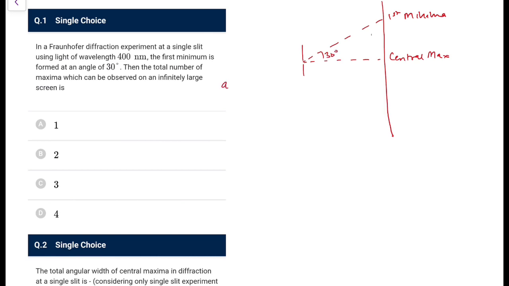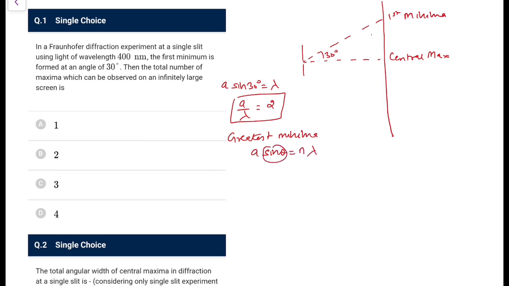So first of all, equating this condition, we know a sin 30 degree would be equal to lambda. So that means a by lambda is 1 by sin 30, which is 2. Now the greatest minima that we can obtain on the screen would be when a sin theta equals n lambda generally. For the greatest, sin theta is 1, so a is equal to n max into lambda. So n max comes out to be a by lambda, which is 2. That means the greatest minima that we can get is the second, and that too at 90 degree, which is actually not possible. That means over this screen we can get a value up to 1.99, something like that.